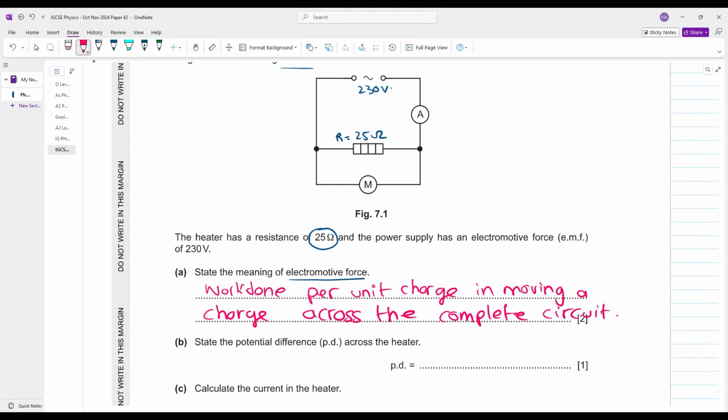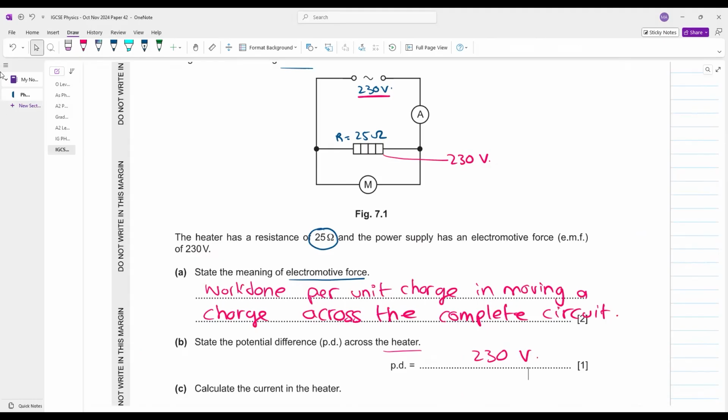State the potential difference across the heater. If the power supply has a potential difference of 230, the potential difference across the heater will also be 230. Simple.